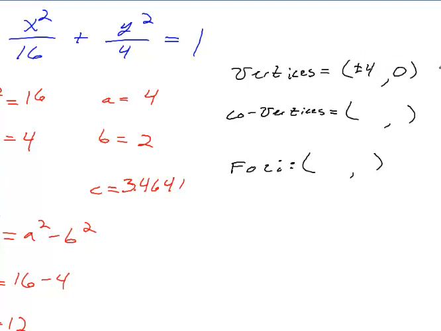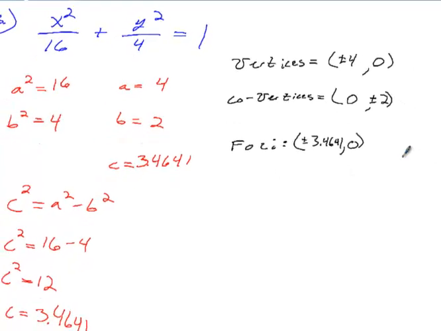So what's the formula for co-vertices? 0 comma plus or minus B, so I get 0 comma plus or minus 2. And then my foci formula will always match my vertices formula, right? So the vertices are number then 0, so my foci will be the same way. Plus or minus 3.4641 comma 0. Any questions on how I got A, B, C or how I found vertices, co-vertices, foci? Anything at all? Foci. It's the plural for focus.